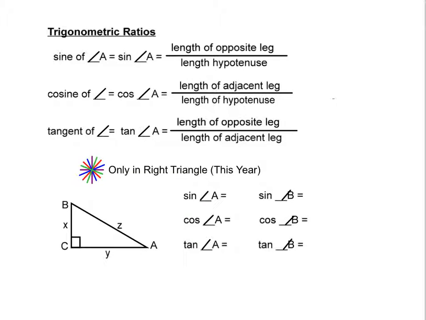Okay? Sine of angle B, well, here's our B. We have the opposite leg, which is y, over the hypotenuse, which is z. Again, we have SOH. Sine is opposite over hypotenuse, so it's y over z. You're going to write that right here. Cosine of angle B is going to be the adjacent leg, which is x, over the hypotenuse, which is z. Again, these are all ratios. And tangent of angle B is going to be the opposite leg, y, over the adjacent leg, x. So you're going to write y over x right here for tangent of angle B.